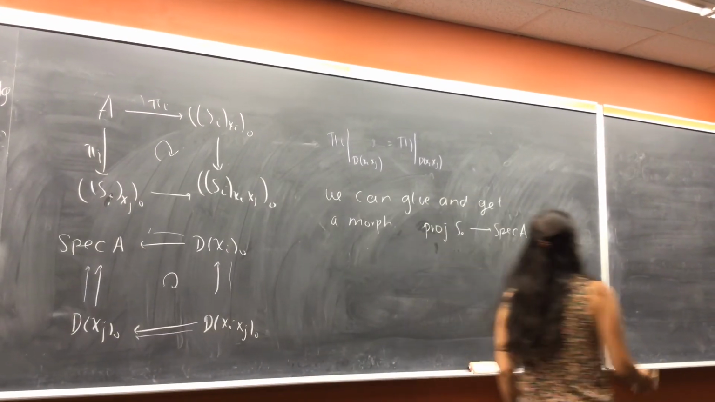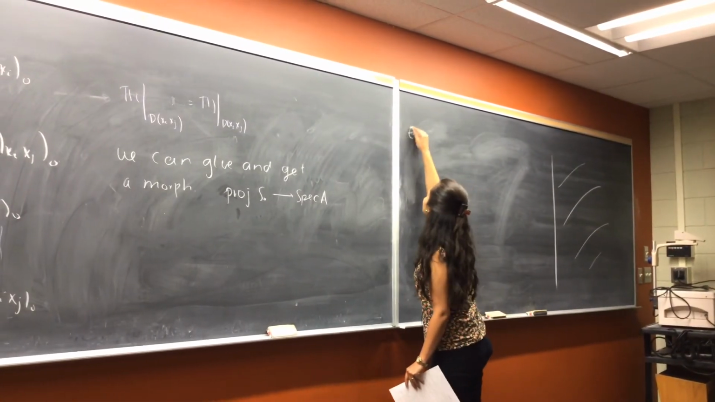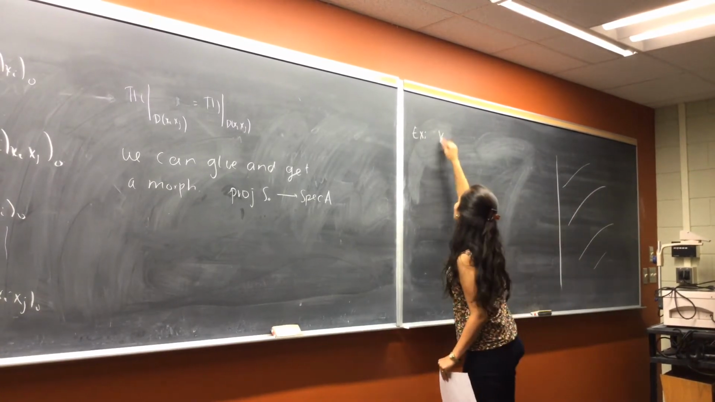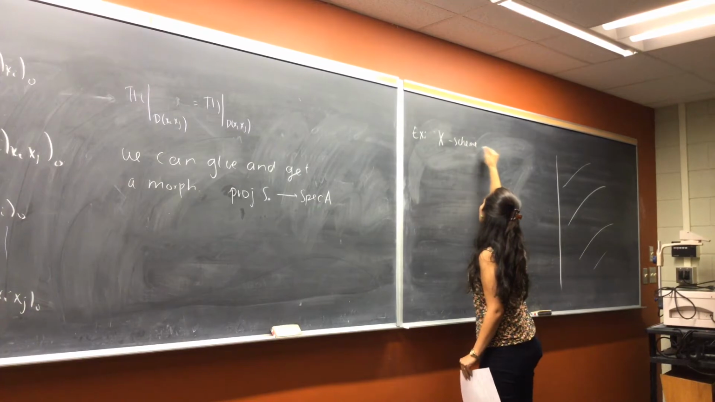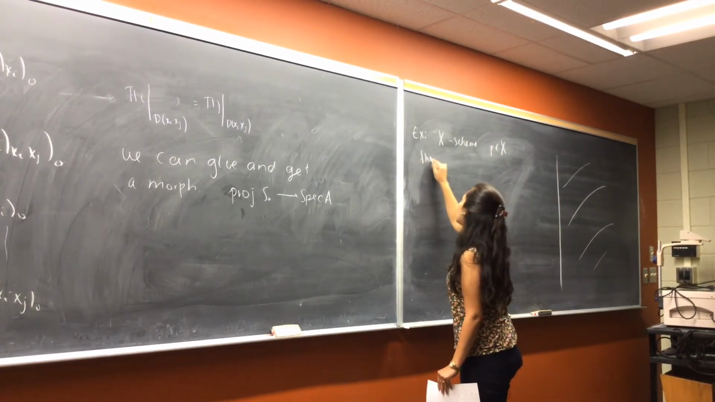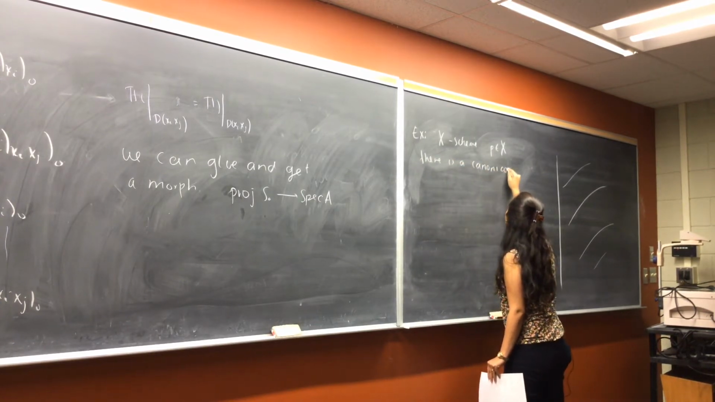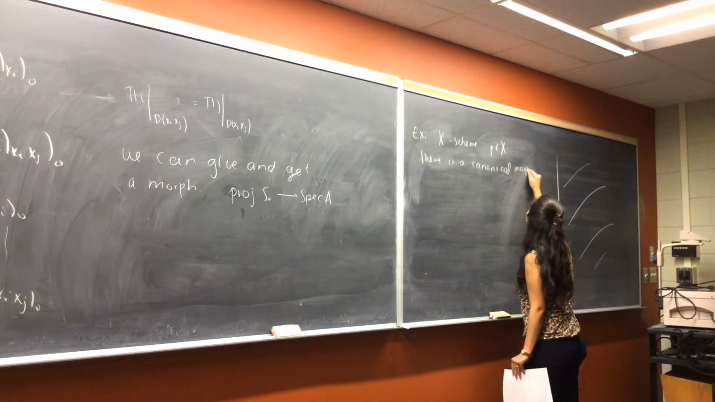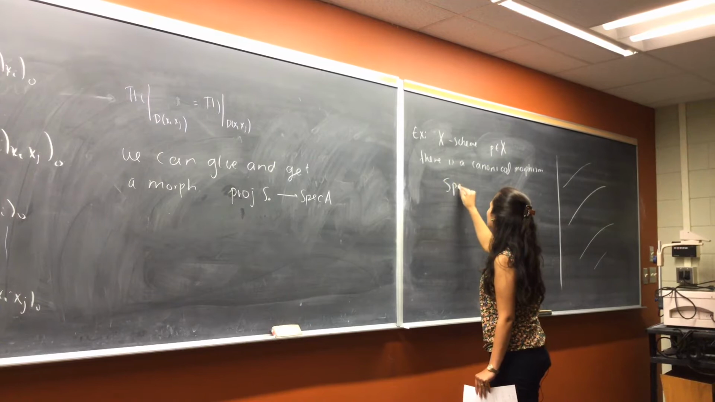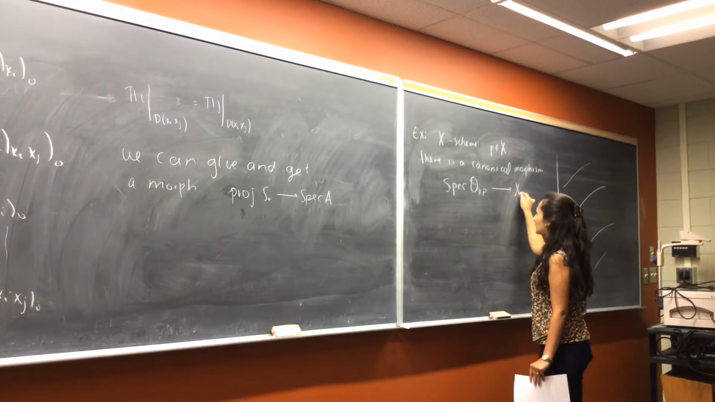So let's see another example. Let X be a scheme and P a point in X. There is a canonical morphism from the stalk O_{X,P} to X.